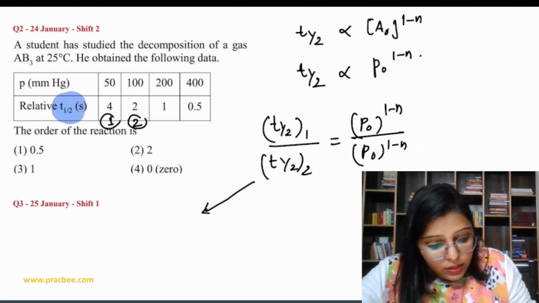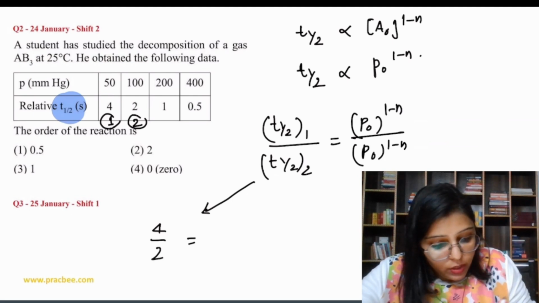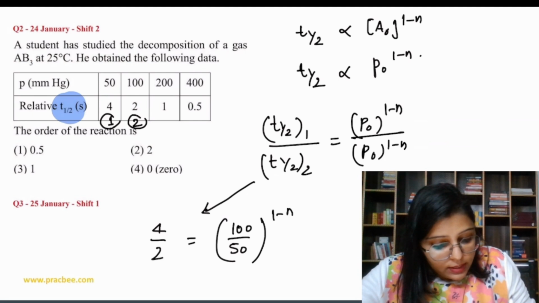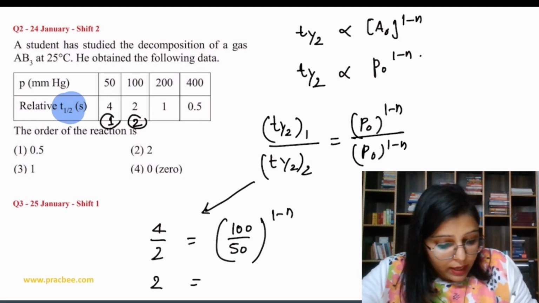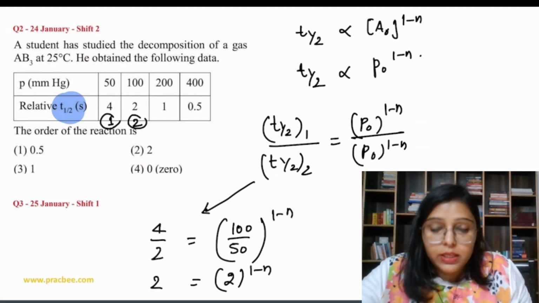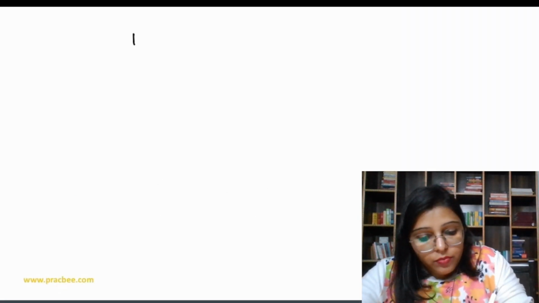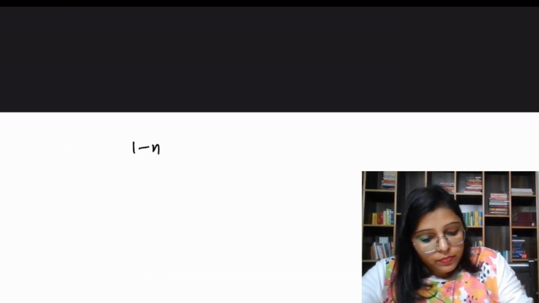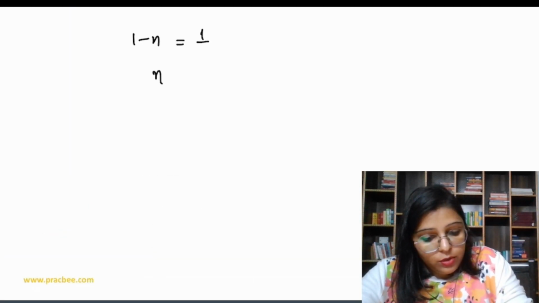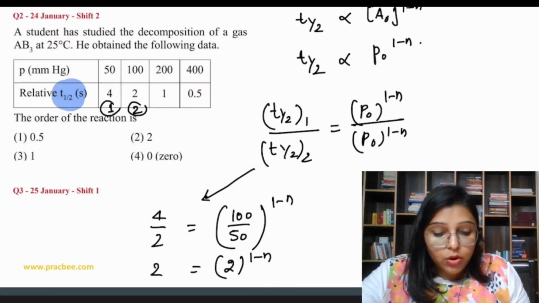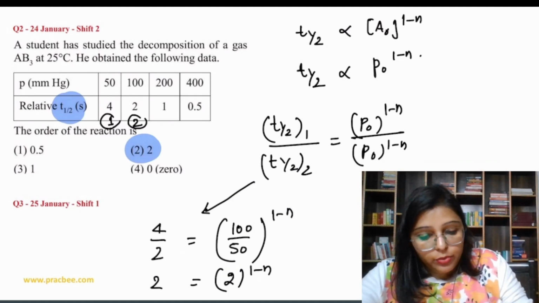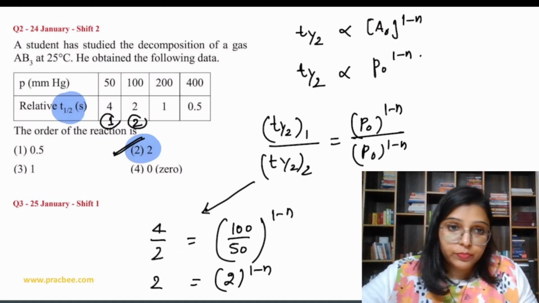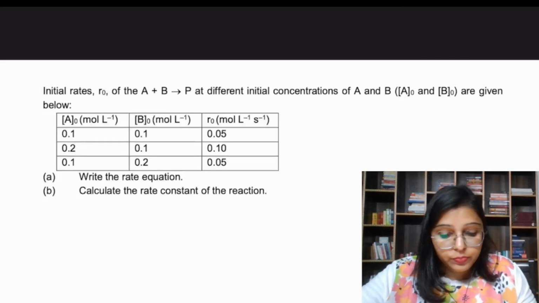So on solving this further, we get 4 upon 2 is equal to 100 upon 50 to the power 1 minus n, which is equal to 2, and that is 2 to the power 1 minus n. ठीक है, so from this we can write 1 minus n is equal to 1, and the value of n is equal to 1 plus 1 equal to 2. ठीक है, so the order of the reaction is equal to 2, so the answer is option number 2. Okay, now let's do the next question.